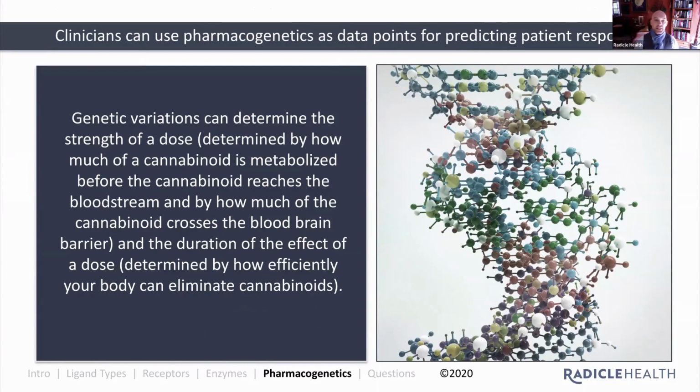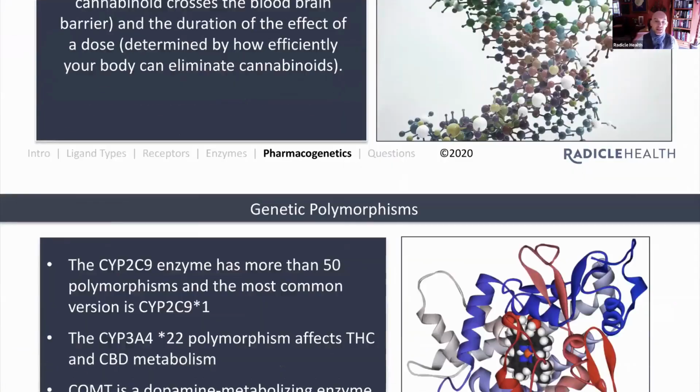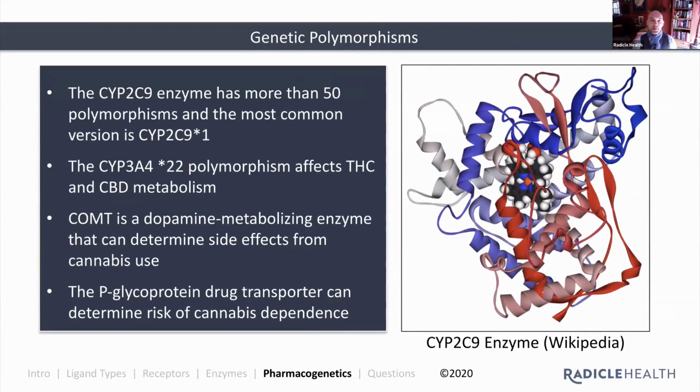So if a patient has a history of having really crazy sensitive reactions to medications, they can use genetic testing to figure out what's happening in their own body. Genetic variations can determine the strength of a dose, so how much of a cannabinoid is metabolized before the cannabinoid reaches the bloodstream, and also how much of a cannabinoid crosses the blood-brain barrier, and also the duration of the effect of a dose, so how efficiently your body can eliminate cannabinoids. These genetic variations are typically called polymorphisms. There are several that are relevant to cannabis patients.